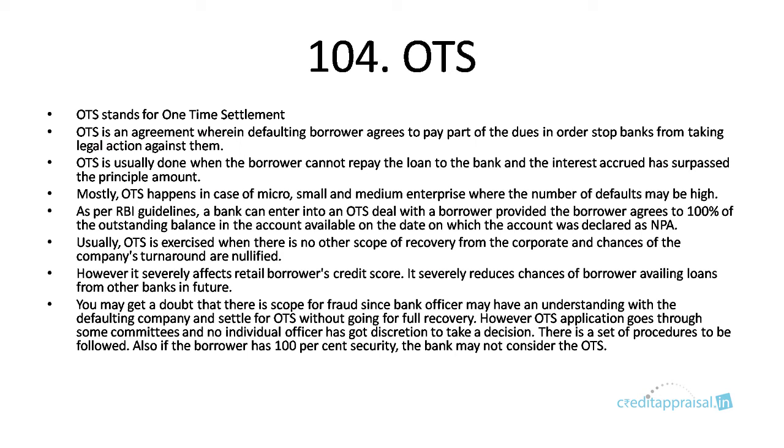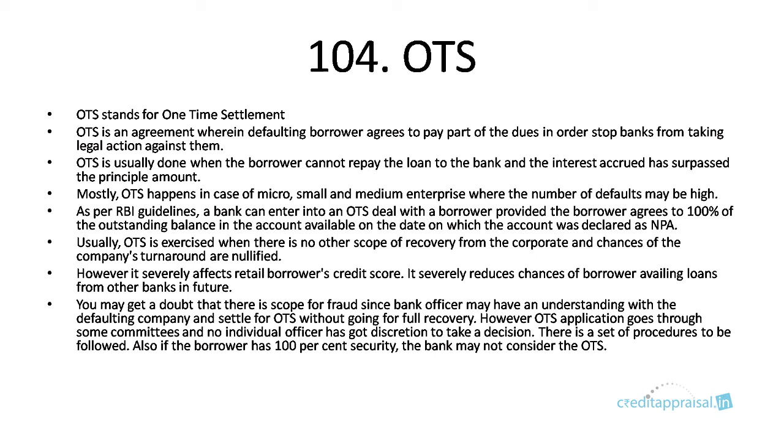So the bank and the borrower will come to an agreement where the bank will agree to part payment of the dues, and the bank will not take any further legal action. That will be the end of the loan for them. It is usually done when the borrower cannot repay the money and the interest accrued has surpassed the principal amount. Say the principal is 1 crore, and the interest which initially was 10 lakhs, 20 lakhs, has ultimately even exceeded the principal. In those cases, banks usually take up OTS.